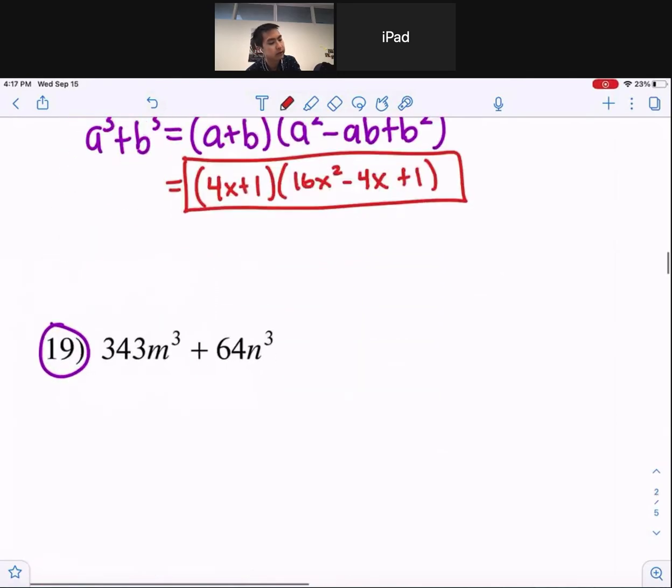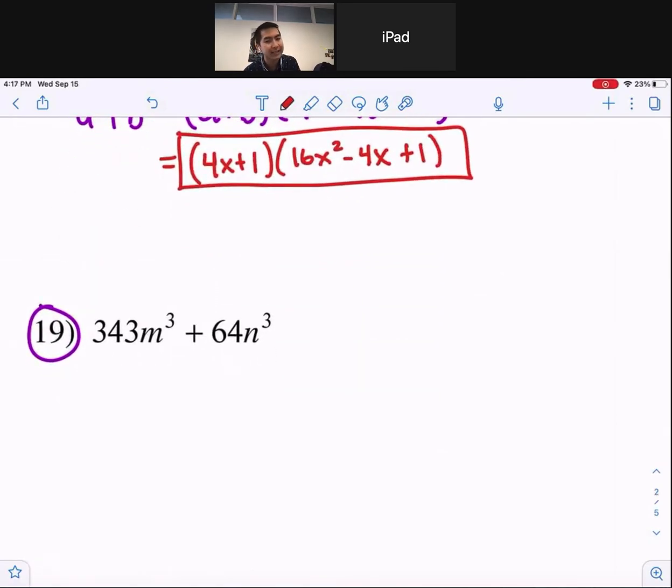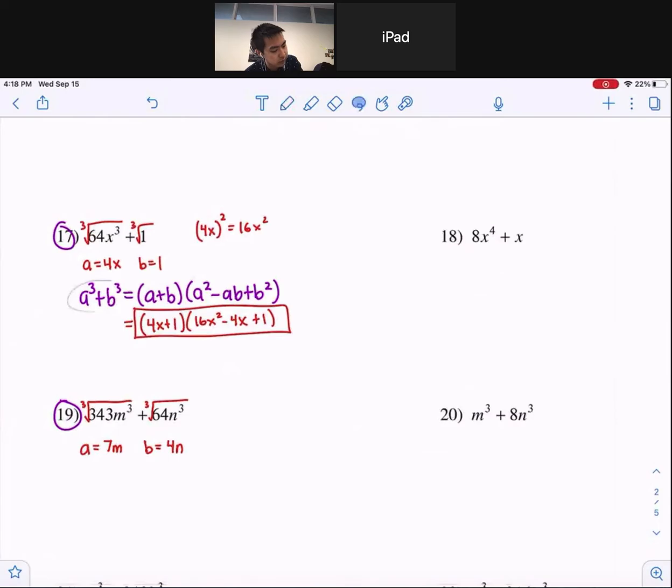And your last one. 343 and 64 are both perfect cubes. Now, please don't forget this: 7 times 7 times 7 is 343. Do not forget to write the m variable. The cube root of m to the third is m. For our b, the cube root of 64 is 4, and the cube root of n to the third is n. So now we're going to use this formula because there's a plus sign in between.